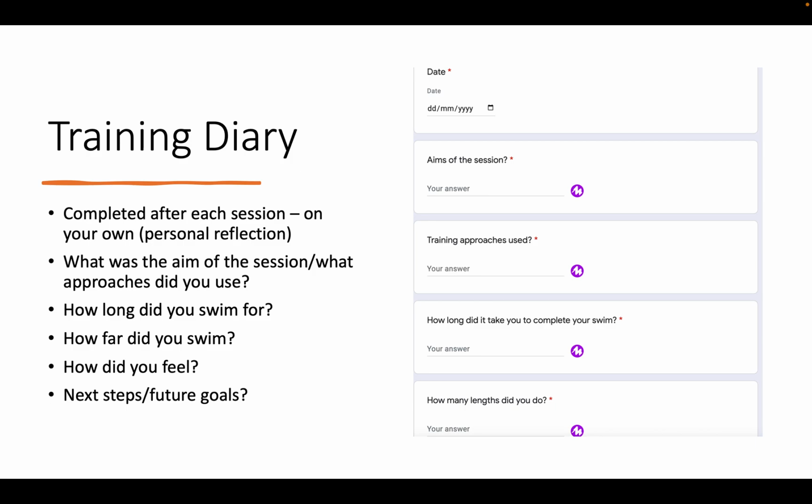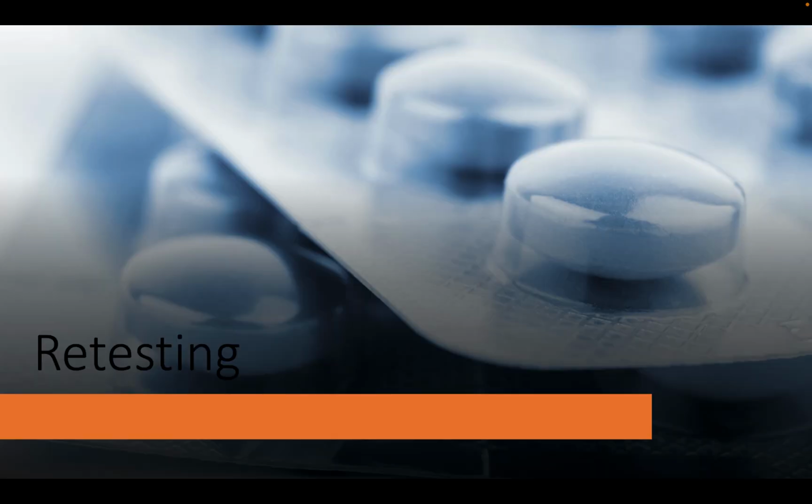And just lastly, on training diary, you can see the Google form that we would have filled out in class here. So this was one for after our swimming fitness program. So what was the aim of the session? What approaches did we use? Was it continuous training? Was it interval training? How long did we swim for? So how long did we work for? How much distance did you manage to cover in that time? So how many lengths did you do? How far did you swim? How did you feel during it? Did you feel pretty rubbish? Did you feel good for 20 minutes and then fade towards the end? And then what are your next steps? What are your future goals? What are your next targets for the next session? And we can see whether or not you've met those at the end of the next session.